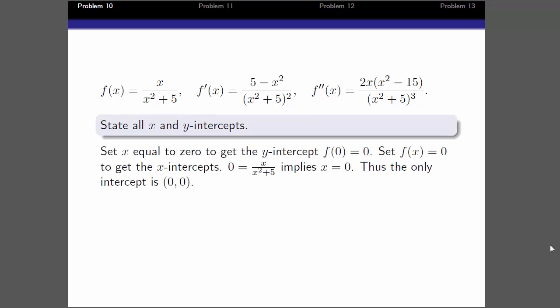Next problem, state all the x and y intercepts. So if we set x equal to 0, we'll get the y-intercepts. So f of 0 is 0, just by plugging it in. And if we set y equal to 0, or f of x equal to 0, we get the x-intercepts. And once again, if we solve the equation 0 equals x over x squared plus 5, fraction equals 0 means the numerator equals 0, so x is 0. So there's only one intercept, the origin.